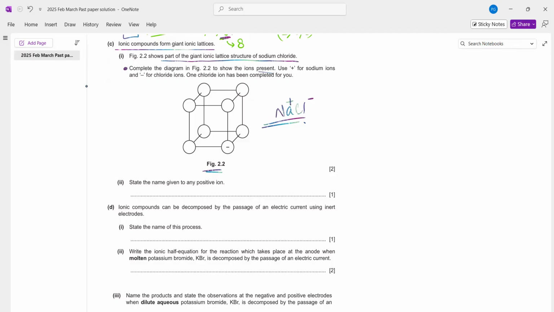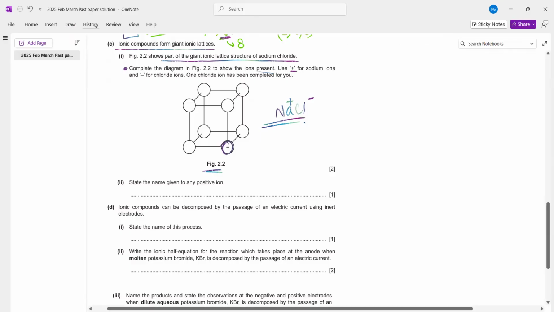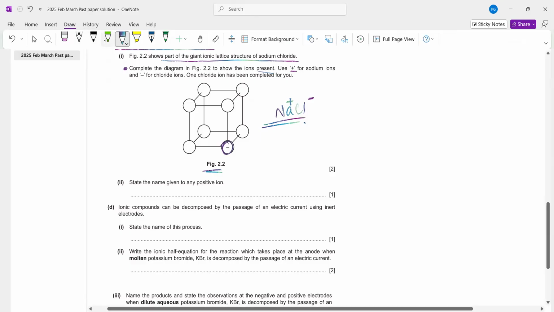They want us to represent the positively and negatively charged ions in it. Use plus for sodium ions and minus for chloride ions. One chloride ion has been completed for you. So as we see here, one chloride ion is shown here. We are supposed to complete the rest of the pattern.